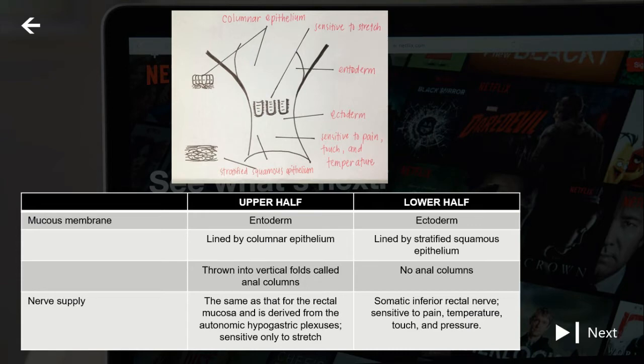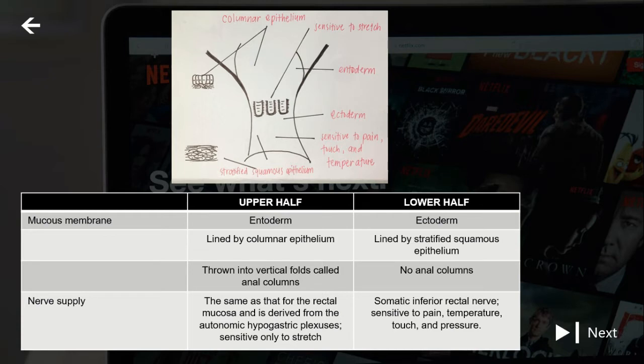Here we can see the diagram of the upper half and lower half of the anal canal and their differences towards each other. First is the mucous membrane: the mucous membrane of the upper half of the anal canal is derived from the hindgut endoderm, while the lower half is derived from the ectoderm of the proctodeum. Second, the upper half is lined by columnar epithelium, while the lower half is lined by stratified squamous epithelium, which gradually merges at the anus with the perineal epidermis.